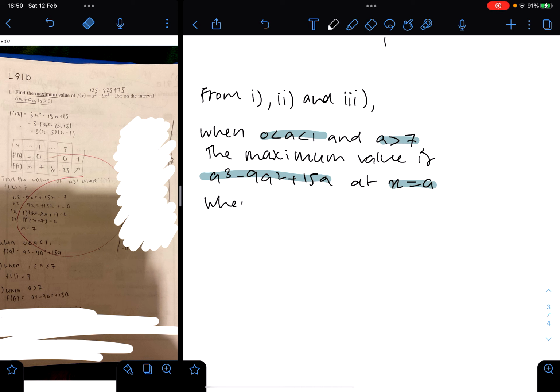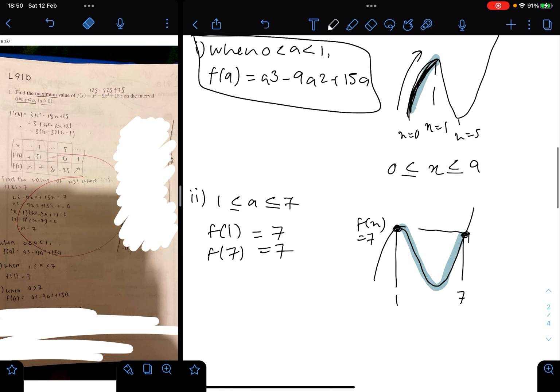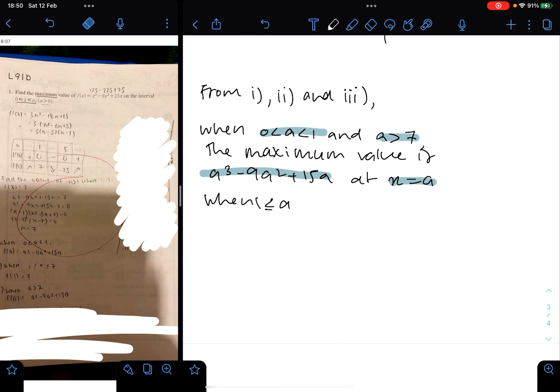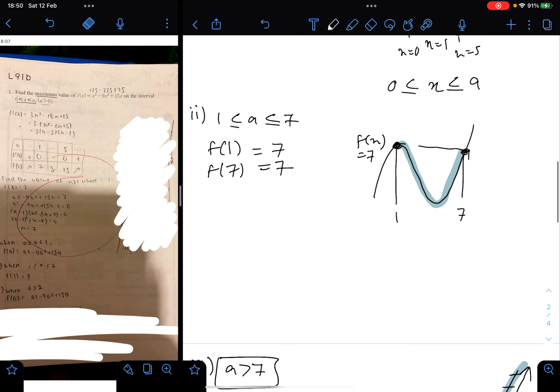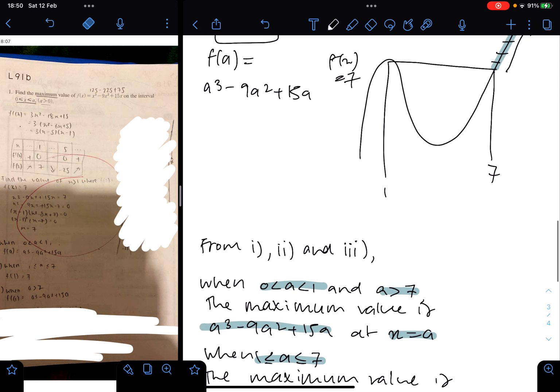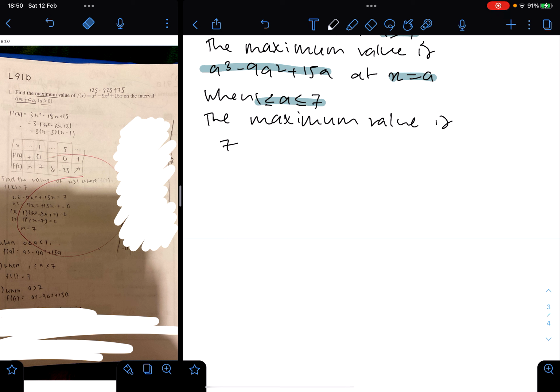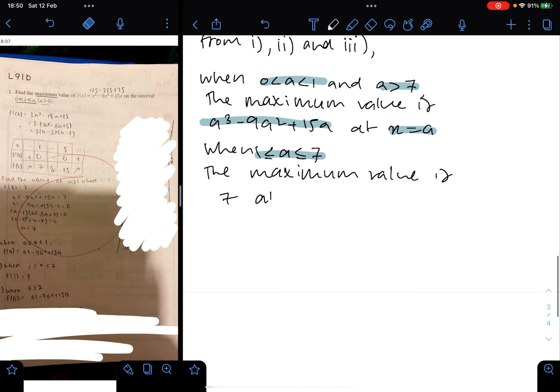And then when a is in between and including 1 and 7, just over here, the maximum value is, as we can see here, it's 7 at x equals 1. You could also say at x equals 1 and at x equals 7, but I would just stick with x equals 1.